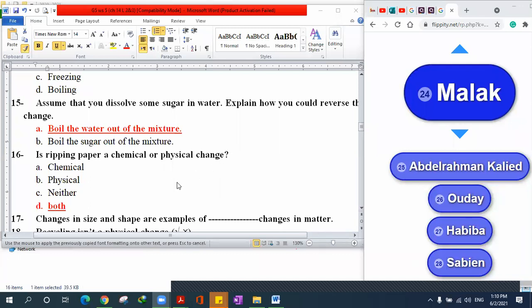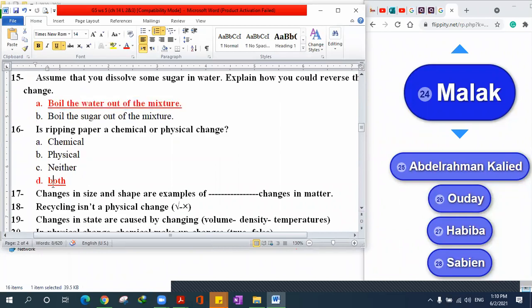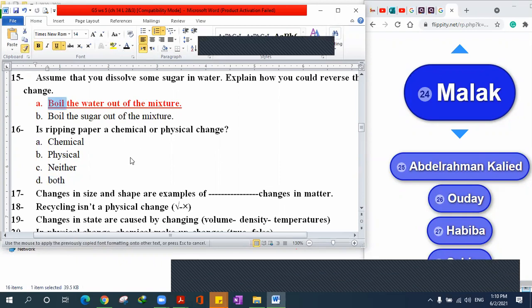Okay. I'm sorry, guys. This one I made it wrong. I didn't mean to do this one. It's not the real answer. So, number 16. Malak, that's your turn. Number 16. Read it, please.